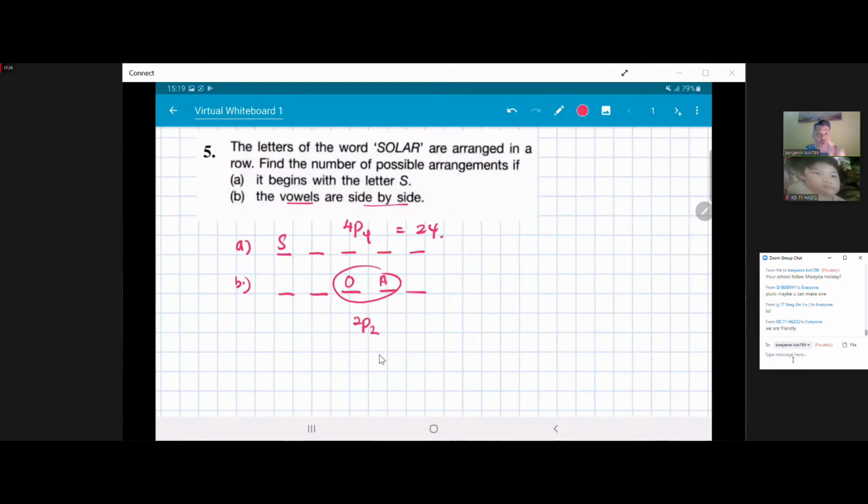2P2 dalam bulatan, and then count outside the circle. So 1, 2, 3, including the circle, so 4P4 and then multiply. Do you remember that? So again, number 1, count in the circle dalam bulatan 2P2, outside 1, 2, 3 plus the circle 4, so 4P4. So 2P2 times 4P4, that will give you 48. Okay, done. So this is side by side.